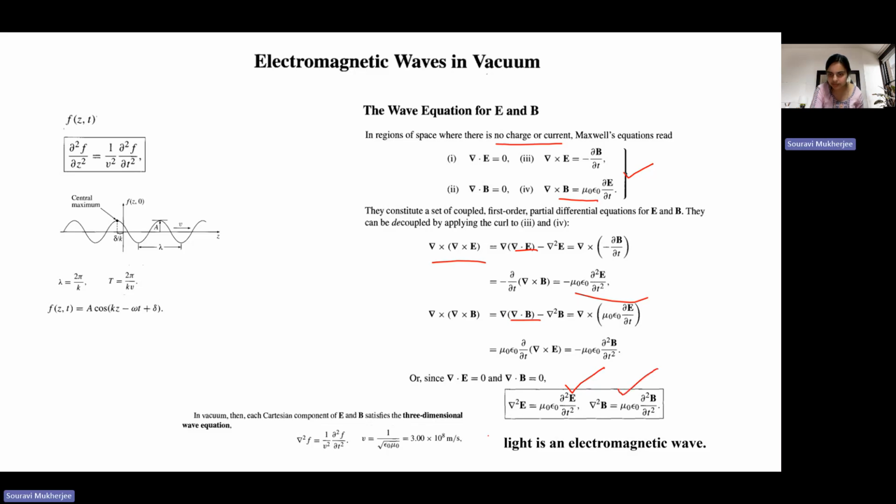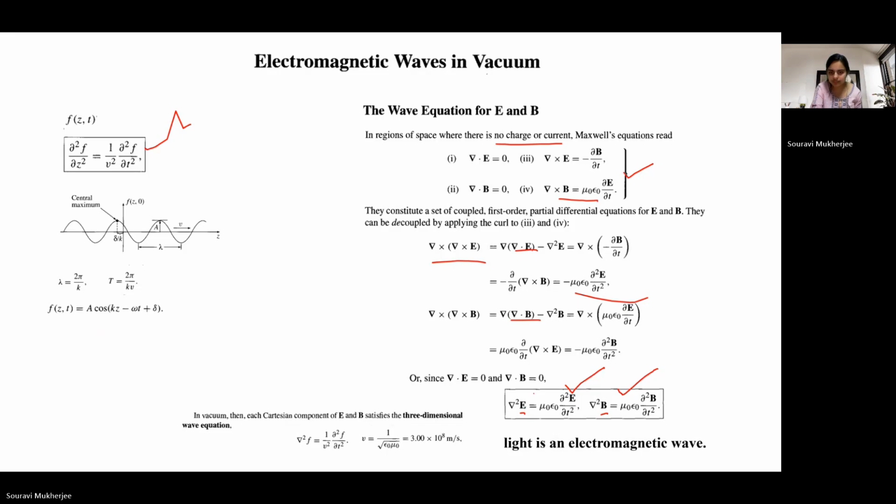So now you can see E and B are decoupled and they have a form similar to what you had here, right? So that means in vacuum, where there is no charge or no current, rho and j are 0, the electric field and magnetic field satisfy the three-dimensional wave equation. Important to note it's three-dimensional because electric field and magnetic field are both vectors. So this tells you that you have similar expressions for all three components, Ex, Ey, Ez. Okay, so it's a three-dimensional wave equation.